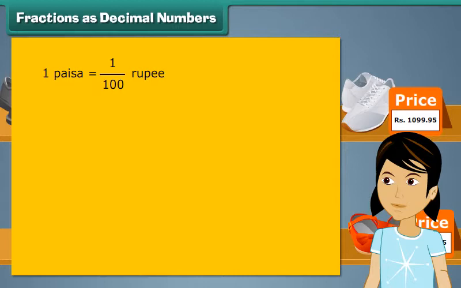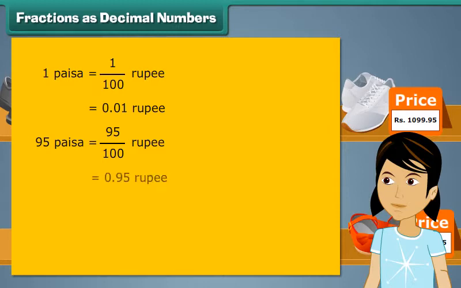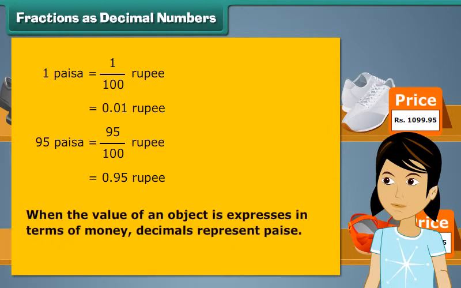It can also be written as 0.01 rupee. Therefore, 95 paise form 95 by 100th of a rupee. We can express 95 paise as 0.95 rupee. Therefore, the decimals in the footwear stood for paise. When the value of an object is expressed in terms of money, decimal represents paise.